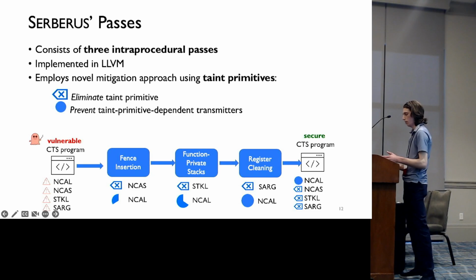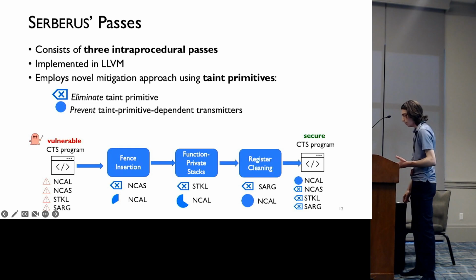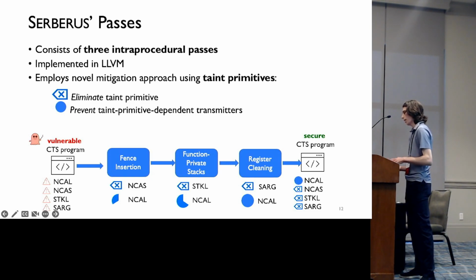So Serberus itself consists of these 3 passes on the slide, each of which we implemented in LLVM. Each pass eliminates one class of taint primitives, and together they eliminate the final 4th class. The first pass is fence insertion. I'll talk about that a bit later. The second pass is function private stacks. I don't have time to go into this in detail. It's an interesting approach, but basically it assigns distinct physical stacks to each function in order to prevent Spectre leakage due to stack sharing. The final pass, called register cleaning, is pretty simple. It just zeroes out registers that may hold secrets at function exit.